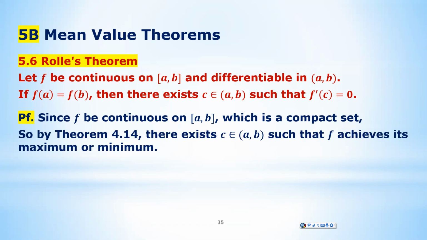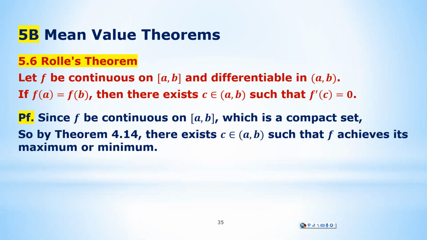So by theorem 4.14, the theorem in the last chapter, there exists a c such that f achieves its maximum or minimum. Actually, it achieves both, at two different points. At one point you get a maximum, at another point you get a minimum. Of course, you can achieve a maximum and minimum, but that's not enough, because who knows, the maximum or minimum may be just on the boundary, not in the interior.